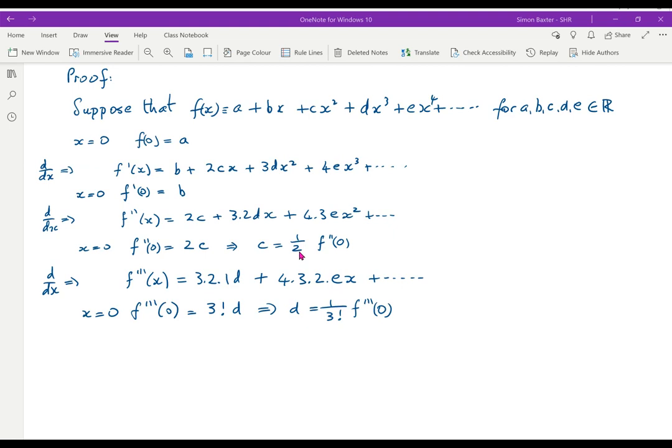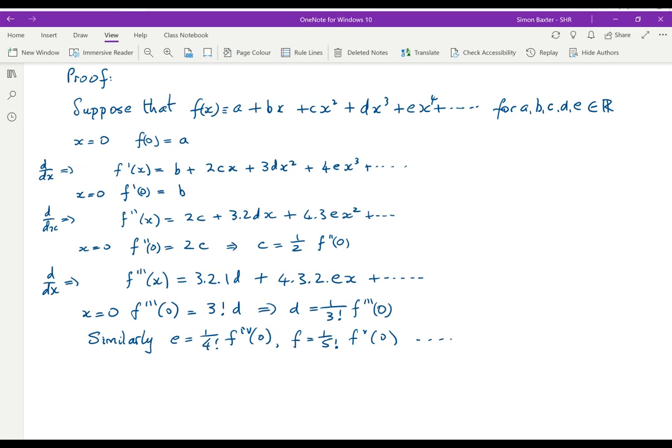The pattern is just established and going to continue. 1 over 2 can be written as 1 over 2 factorial. And so similarly, e is equal to 1 over 4 factorial times the fourth derivative at 0. F, the next coefficient, is 1 over 5 factorial times the fifth derivative at 0, and so on.